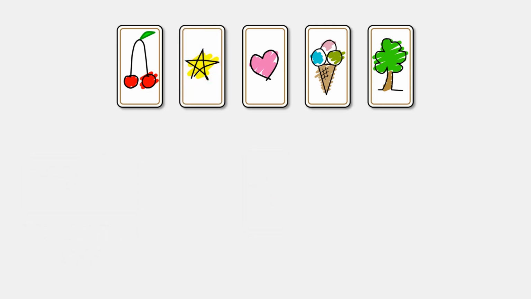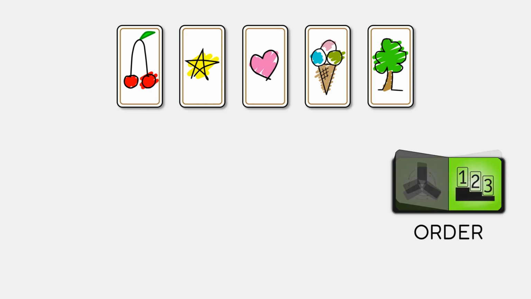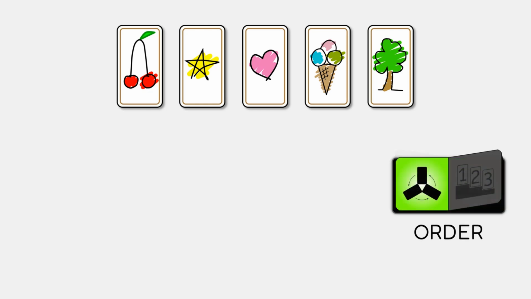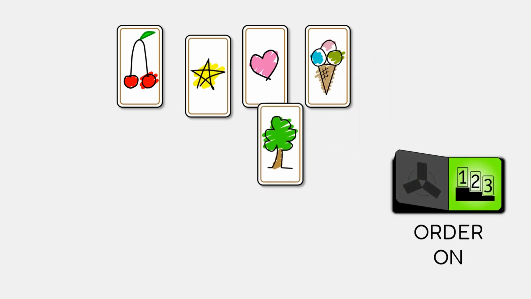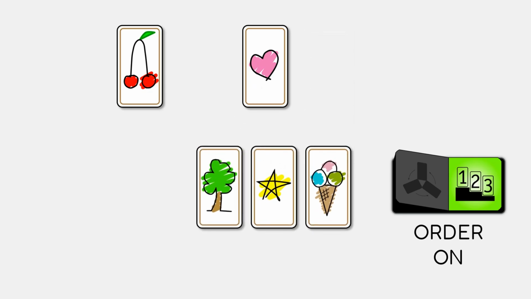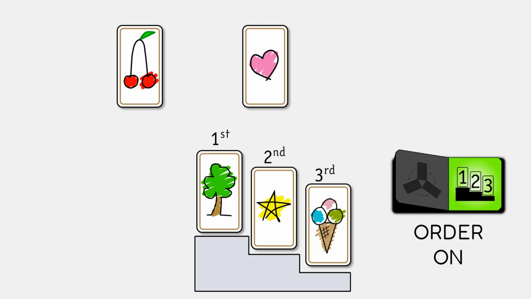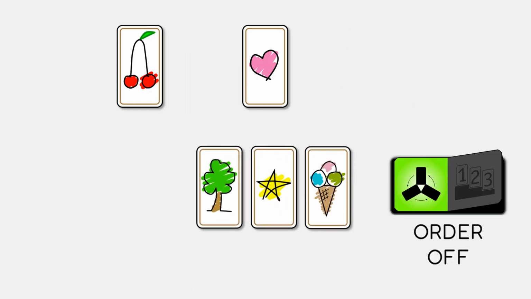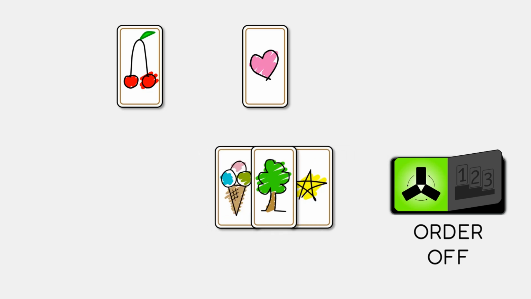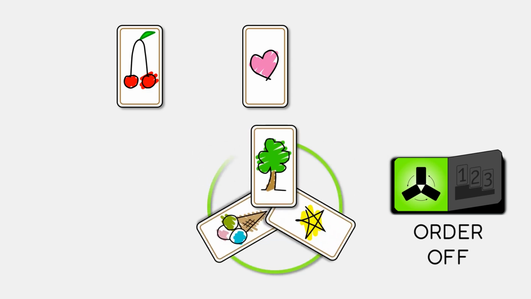The second game option is about the order in which we pick the cards. If this option is on, choosing tree, star and ice cream is different from choosing star, ice cream, tree, because the order of the cards matters. On the other hand, if the option is off, you don't have to pay attention to the order in which you draw. What matters here is the set of cards.